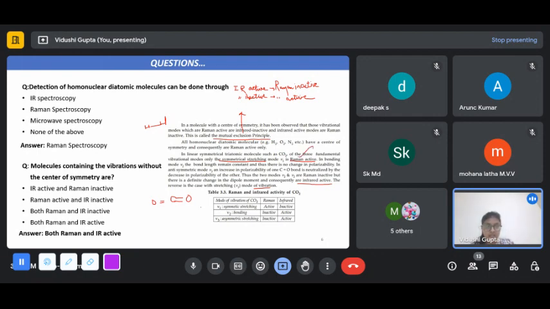In simple terms, the three modes in CO2 are symmetrical stretching, anti-symmetrical stretching, and bending. In the symmetric stretching, the bonds are stretched in the same direction, while in anti-symmetric, the bonds are stretched in different directions. So symmetrical stretching is Raman active.